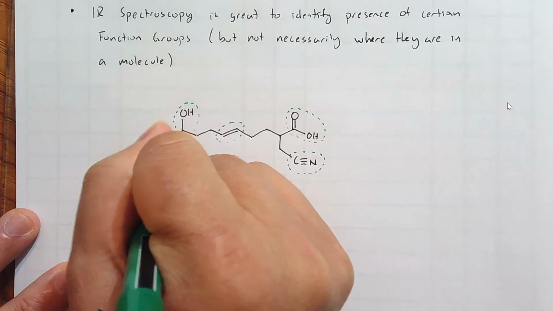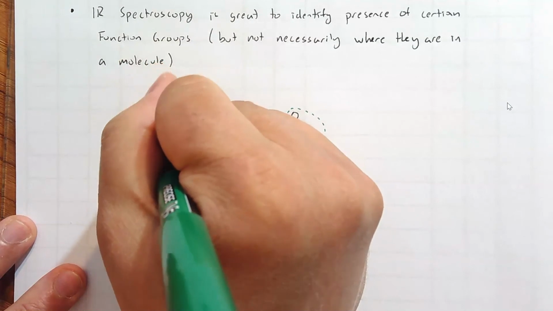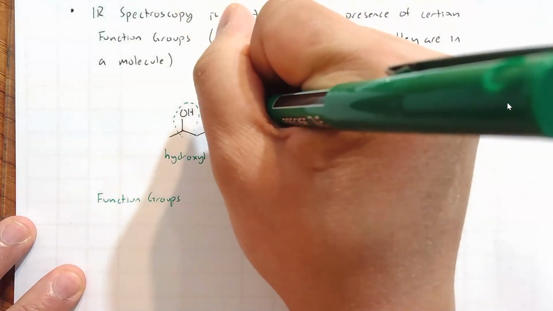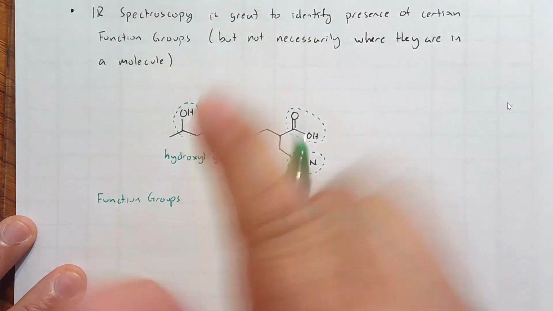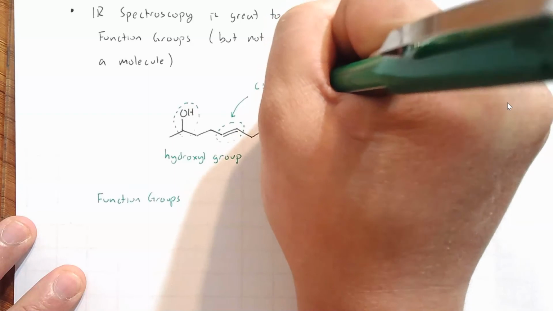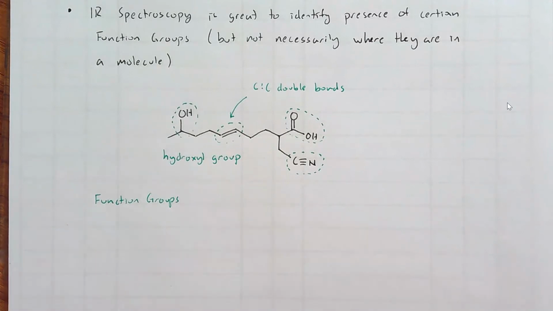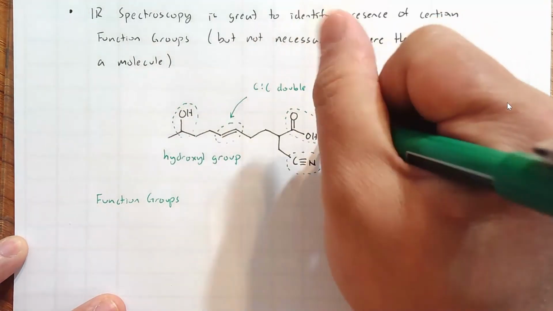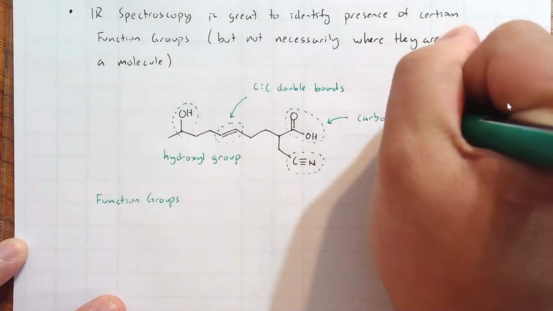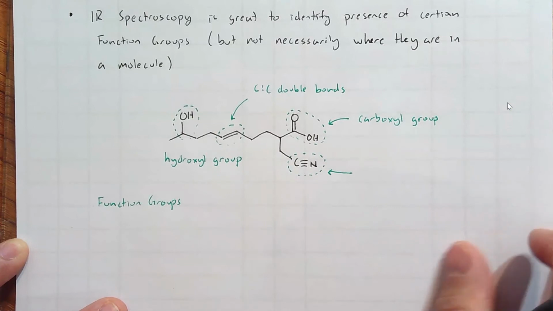Functional groups, and this will be in green. So I would call this a hydroxyl group. And that's how I was taught. I would call this a CC double bond. Some of you may already start to realize, wait a second, that's not how we've learned functional groups. I'll show you the difference. I call this a carboxyl group. And this is a cyano group.